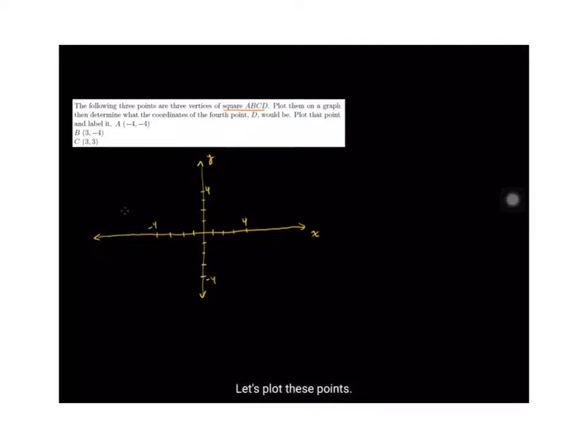And let's see, let's plot these points. So first we have the point A is equal to negative 4, negative 4. So we go x is negative 4, and then y is negative 4. So we drop down 4 right there. And that is our point A, negative 4, negative 4.